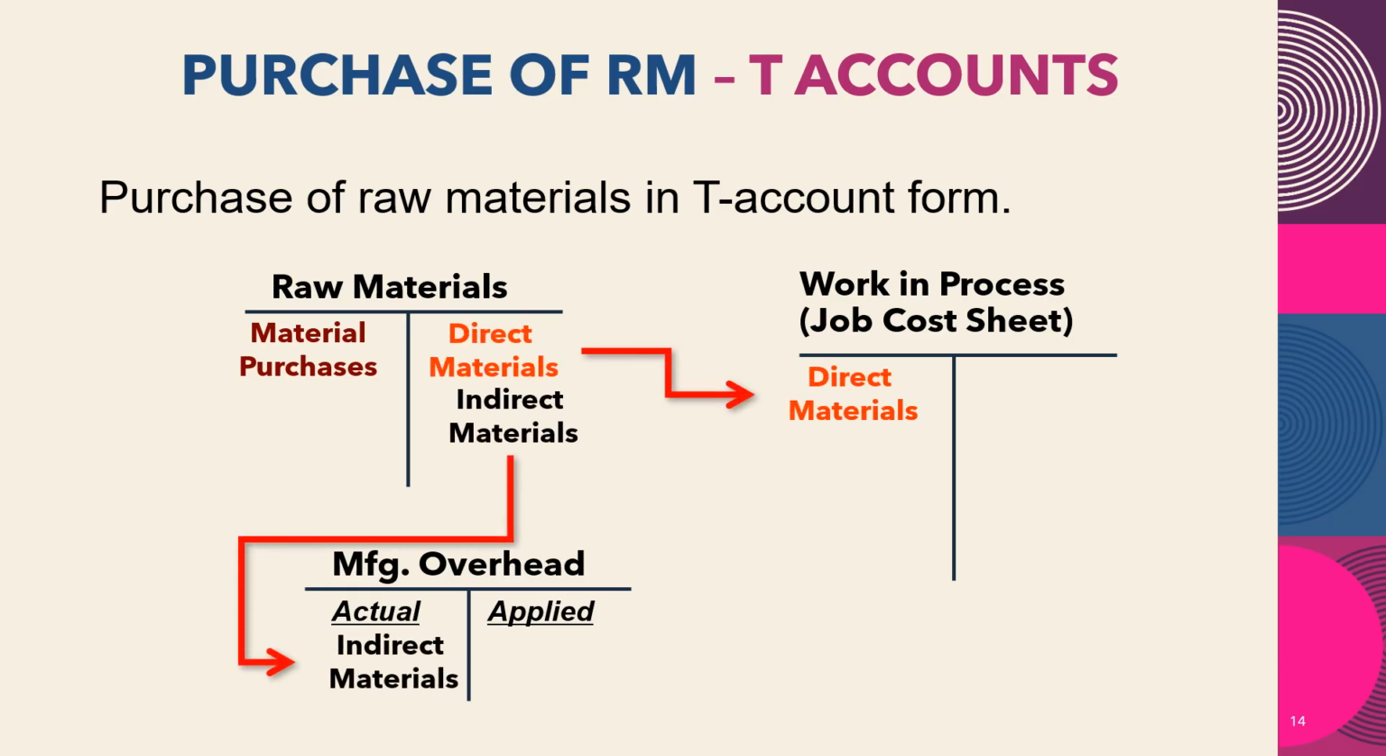Let's review the T accounts for purchased raw materials to see if you understand. When the raw materials were purchased, you will debit raw materials under this account. But when indirect materials were purchased, you will debit manufacturing overhead and credit raw materials. That is the difference for direct and indirect materials.